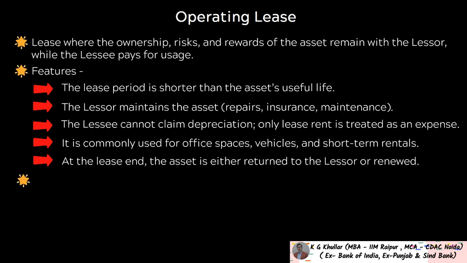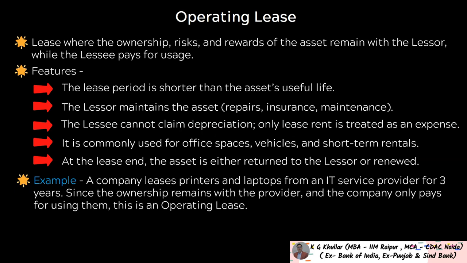Next friends, an example of an operating lease can be, suppose a company leases printers and laptops from an IT service provider for 3 years. Please note, since the ownership remains with the provider and the company only pays for using them, this is basically an operating lease. So when to use an operating lease?